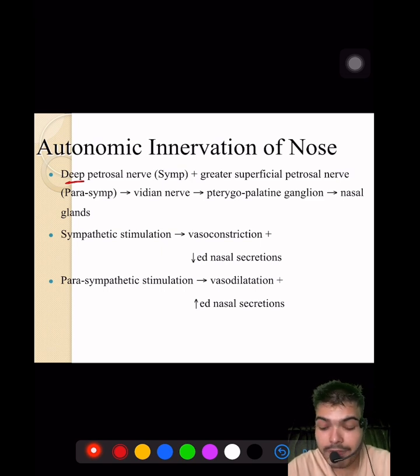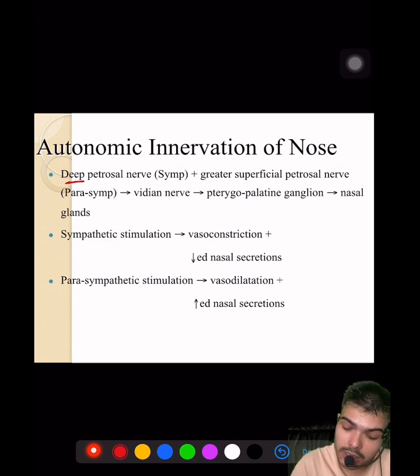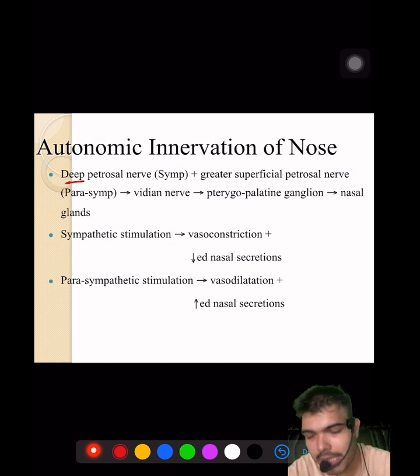Sympathetic stimulation: there will be vasoconstriction and decrease in the nasal secretion. But whenever there is a parasympathetic stimulation, there will be vasodilation and increase in the nasal secretion. Suppose this is a mucosal gland, you supplied a lot of blood to this one, so it will release so much of mucus, right? So parasympathetic stimulation means vasodilation and increase in nasal secretion.